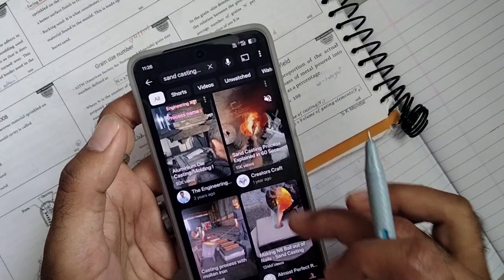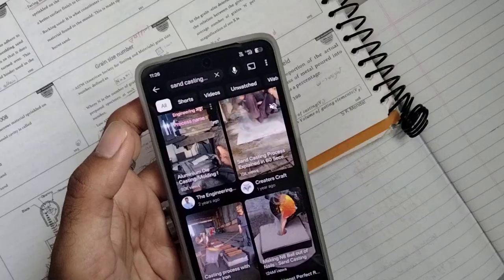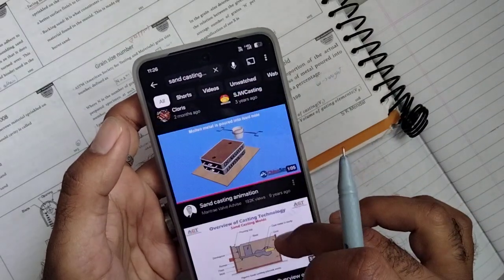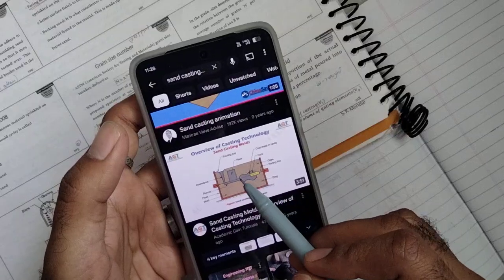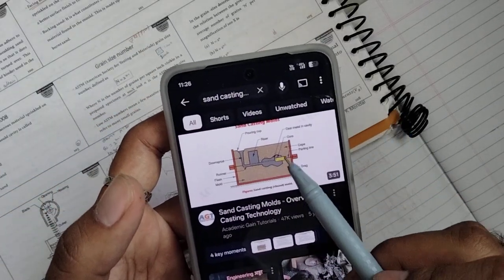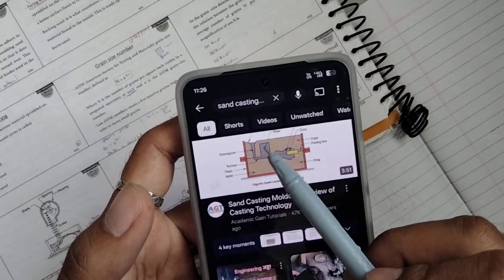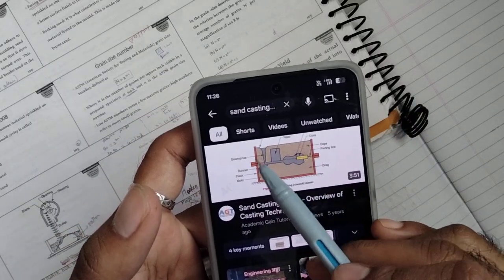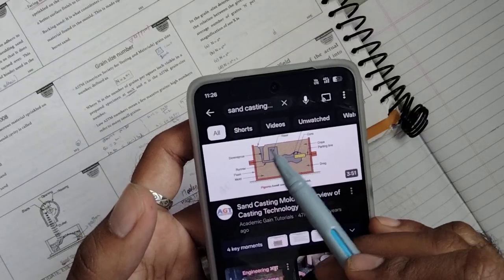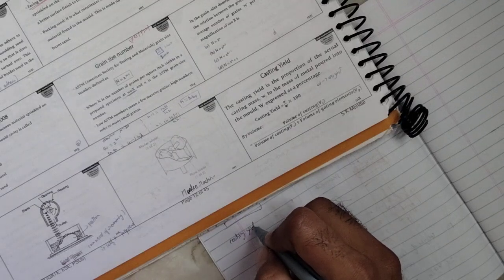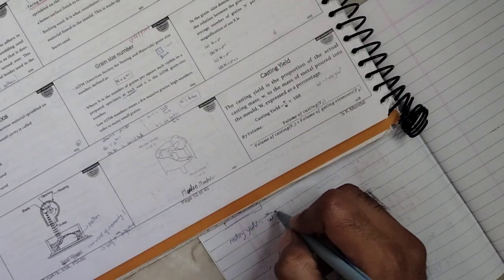We need this portion alone. The riser part, the running area, the sprue area is not effective. After getting the mold, we just cut this off, that's it. So the casting yield equals W divided by capital W, multiplied by 100.